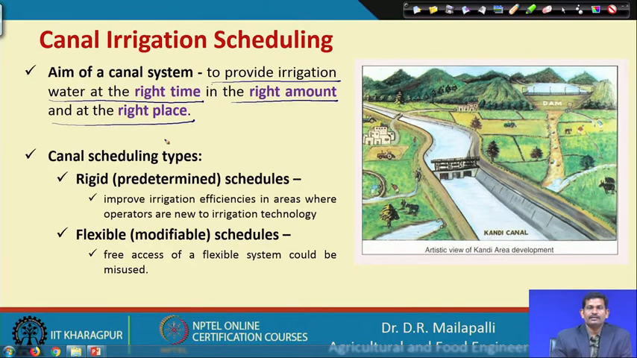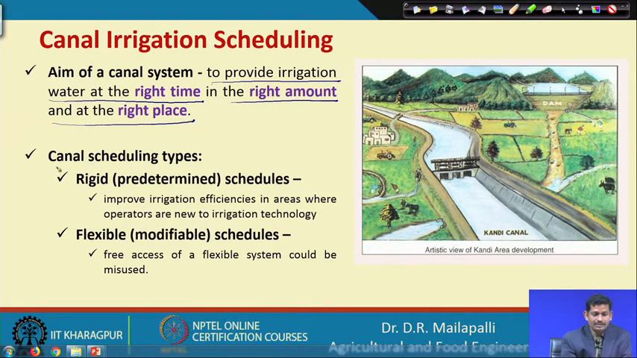right place. Whereas in on-farm irrigation scheduling, as I said, there are 3 components: when to give irrigation, how much to give, and how to give irrigation. That is the farm level. Whereas in the canal case, we have to look at the right time, right amount, and right place. These 3 are important for canal systems.